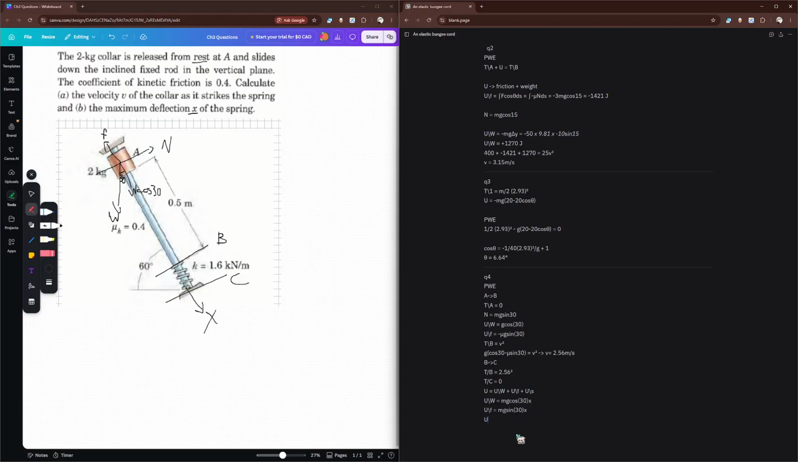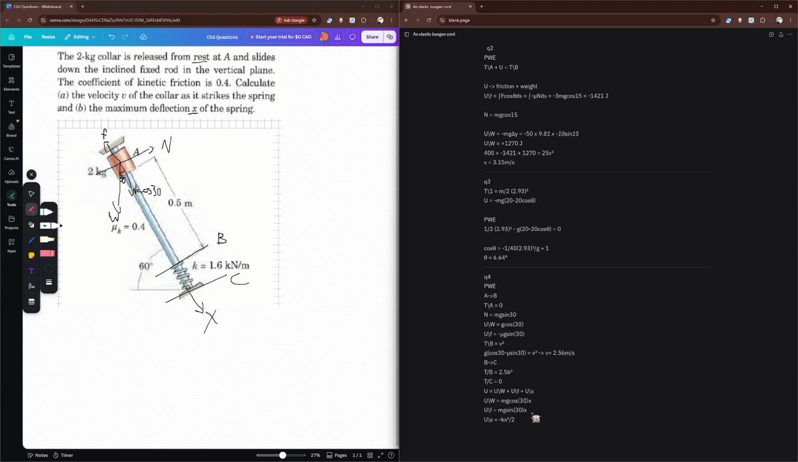And then US is equal to negative k over 2, and then we have an s squared, right? But the correct thing is delta s squared. But since we're calculating s from B, this is 0, and then our maximum is x. So we can just replace this with x squared because the initial is just 0. So negative kx squared over 2, like so.